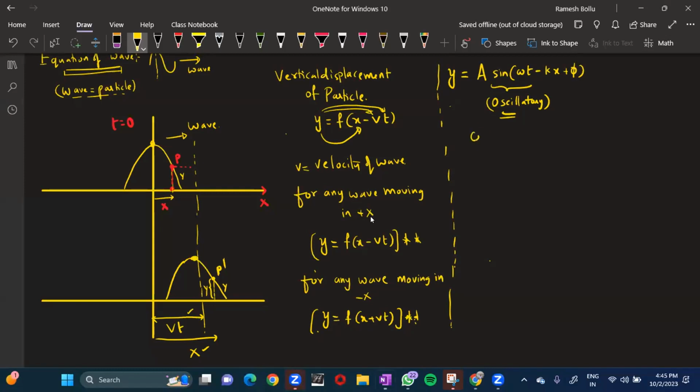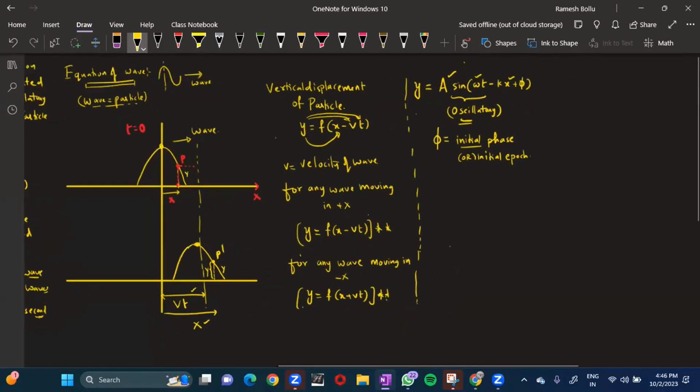So here are some terms I have to explain. Phi is nothing but the initial phase, children. You can also call it the initial epoch of the particle. And I told you many times, A is amplitude and omega is angular frequency. x is the horizontal position of that particle. Always we will analyze that particle only, children. Phi is the initial phase, which describes the initial status of that wave or particle.